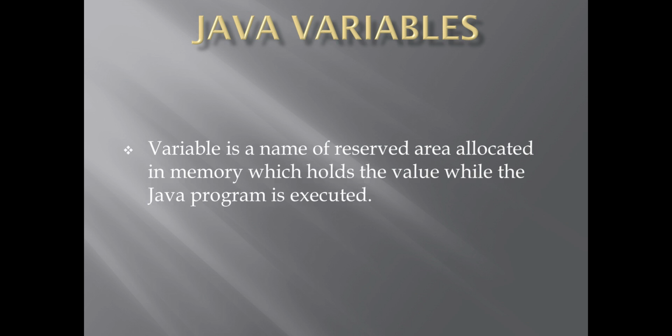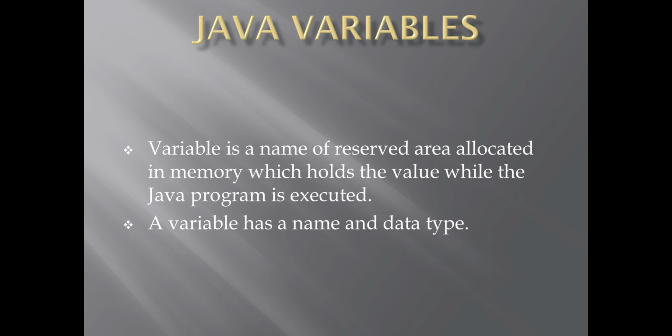So a variable is a name of a reserved area allocated in memory which holds the value while the Java program is executed. For example, if you have a number and you want to store that number so you can later do some calculations on it, you can store the number in a variable, so you can have access later to that number.